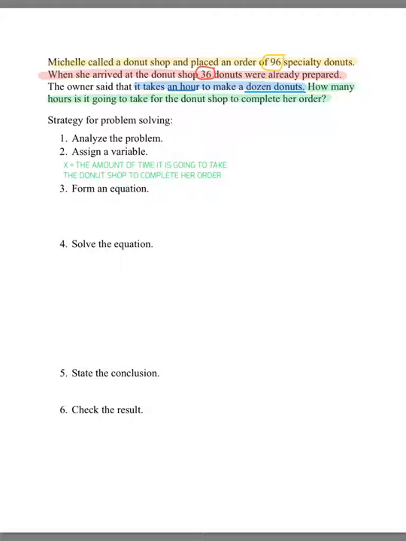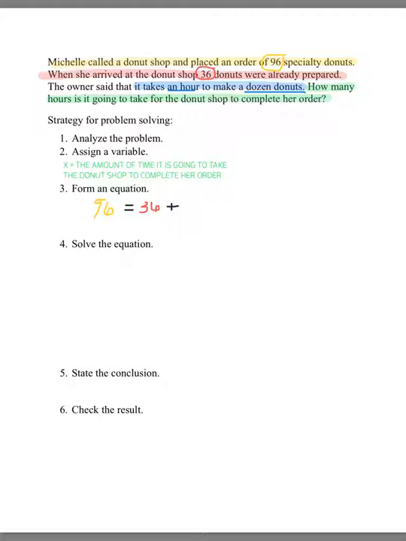So let us go ahead and create an equation using this information. We'll start off with the number of donuts that she wants. She wants a total of 96 donuts. And that's going to be equal to, well, she already has 36 ready, plus whatever are missing. So how many donuts are missing?